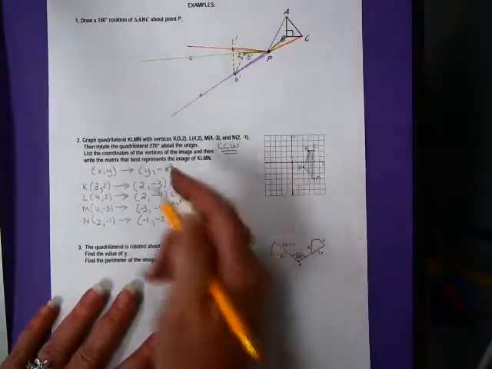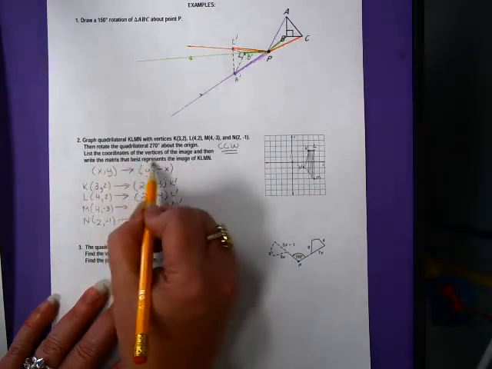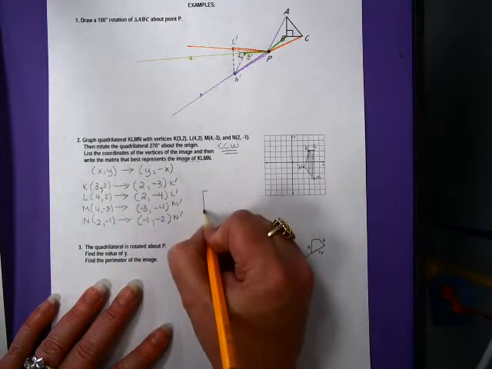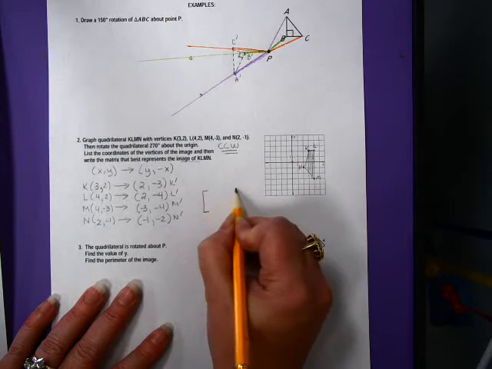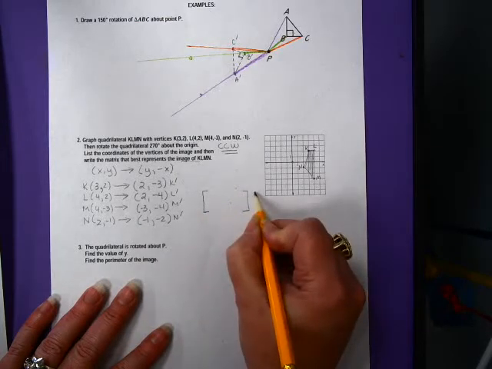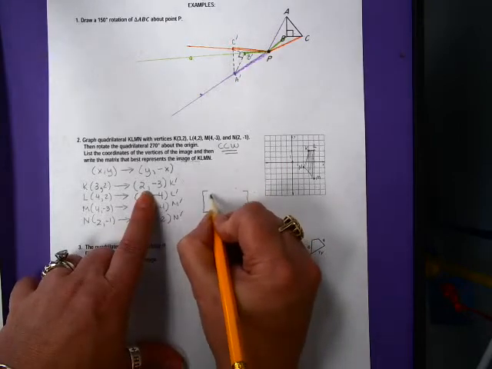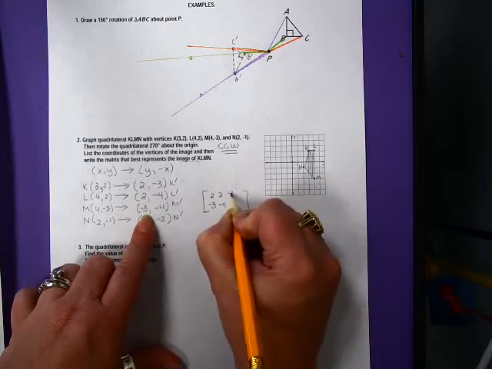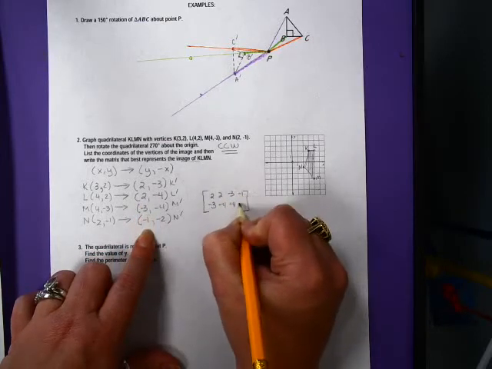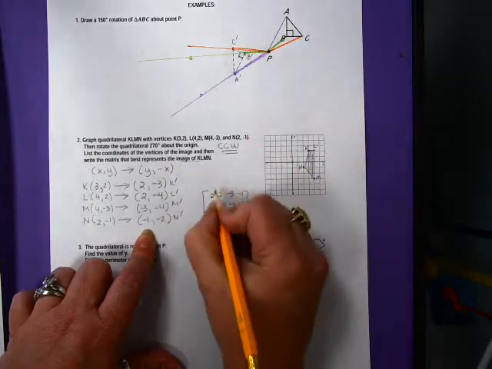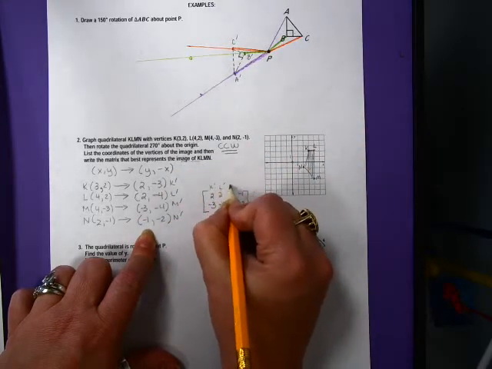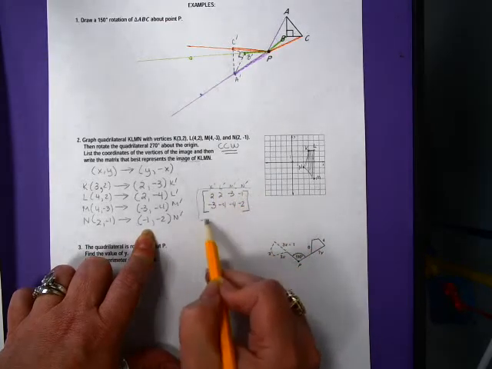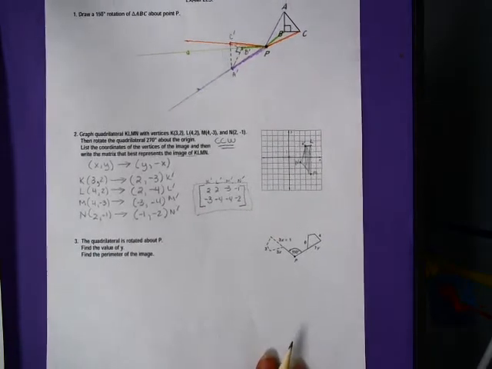All right, then it says, write the matrix that best represents the image. The image is after it's been changed. So remember, that's going to be the K, the L, the M, the N. We put the X's on top and the Y's on bottom. So this is going to be 2, negative 3, 2, negative 4, negative 3, negative 4, and negative 1, negative 2. All right, so that's your K prime, L prime, M prime, and N prime. And remember, this part up here is not necessary. This is the answer. All right, folks.